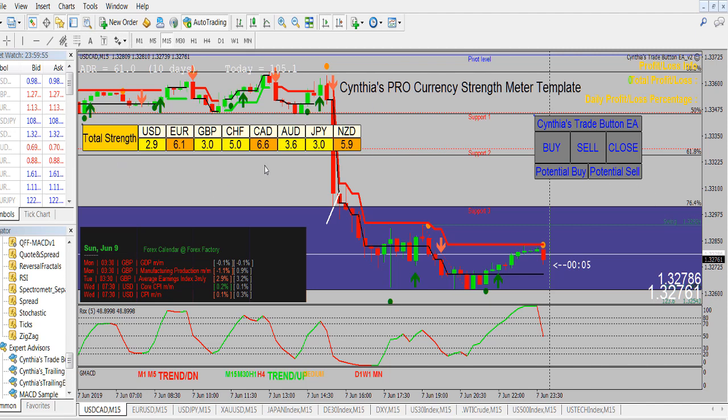The currency strength meter we use for choosing pairs to trade. We want to pair up a strong currency with a weak currency. And if you buy the Pro Currency Strength Meter template, or if you buy the trade button separately or the currency strength meter separately, you receive PDFs with the training videos inside the PDF.